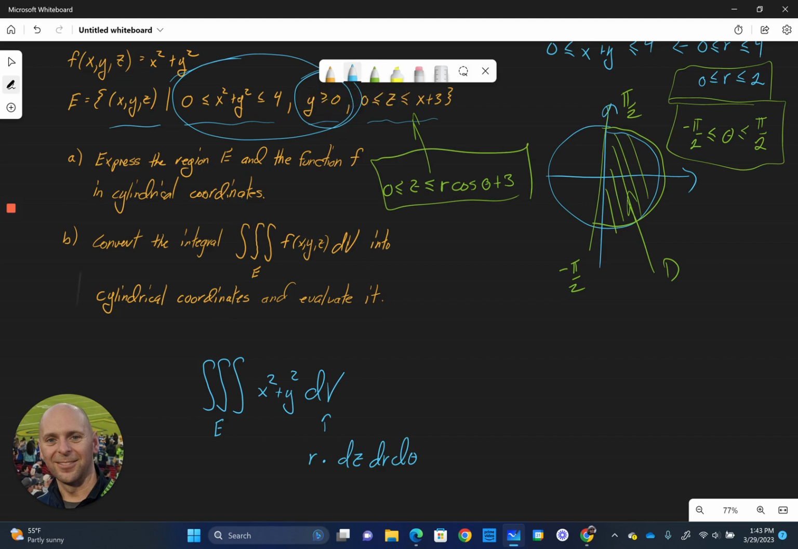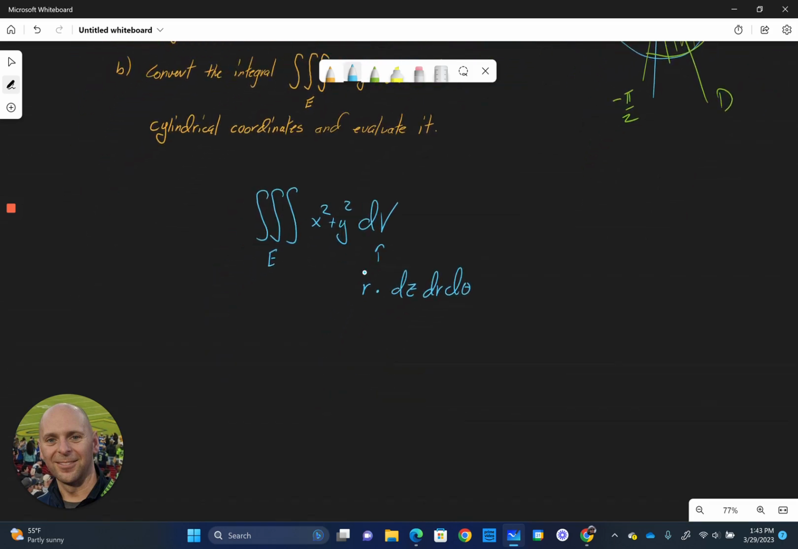So let's take those down and we'll set up our triple integral. Now we're going to integrate on the outermost theta from minus pi over 2 to pi over 2. The next integral will be r, which is going to go from 0 to 2. And the final inner integral is going to go from surface to surface. That's going to be 0 to r cosine theta plus 3.